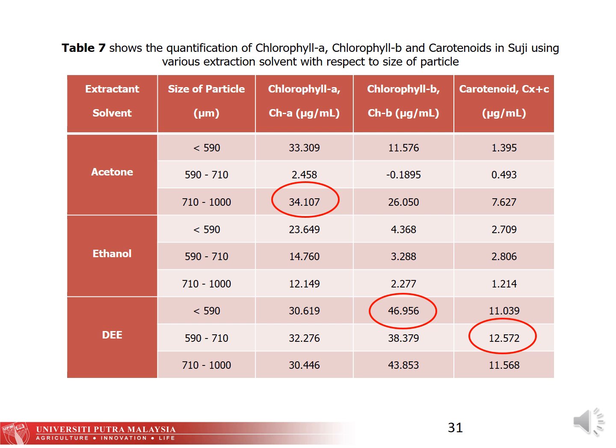Thus, acetone is the most optimum solvent for the extraction of chlorophyll A from suji leaves, followed by DEE and ethanol, whereas DEE is the most efficient in extracting chlorophyll B and carotenoids from suji leaves, followed by ethanol and acetone.